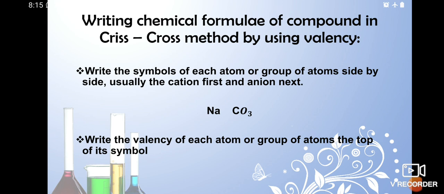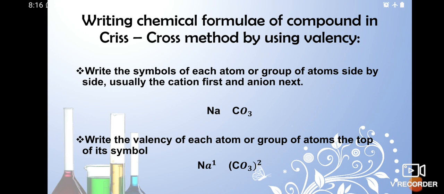Next step is to write the valency of each atom or group of atoms on the top of its symbol. Means, see here. The valency of sodium is 1 and the valency of carbonate is 2. So we have to write their valencies on the top of their atoms.